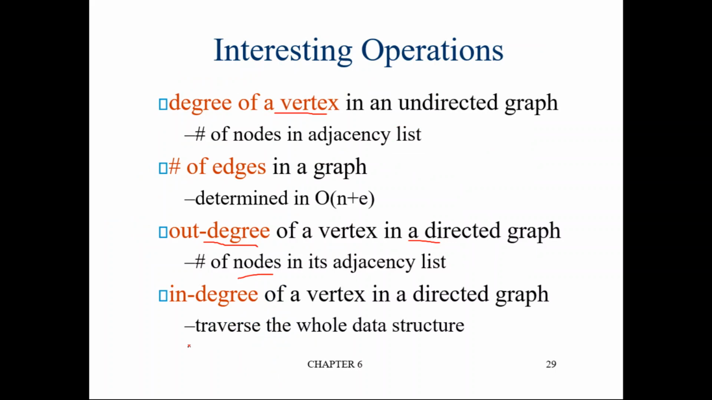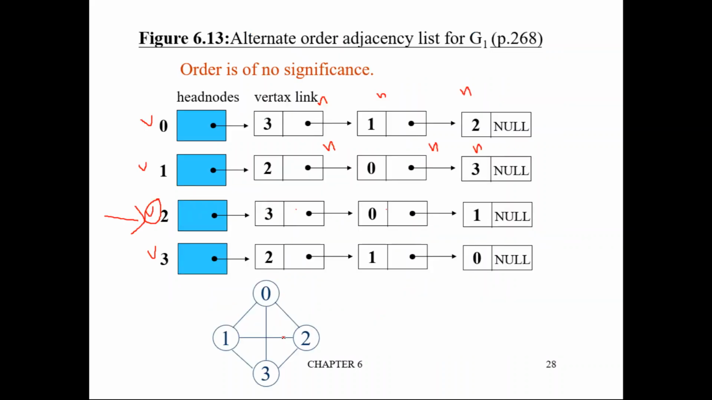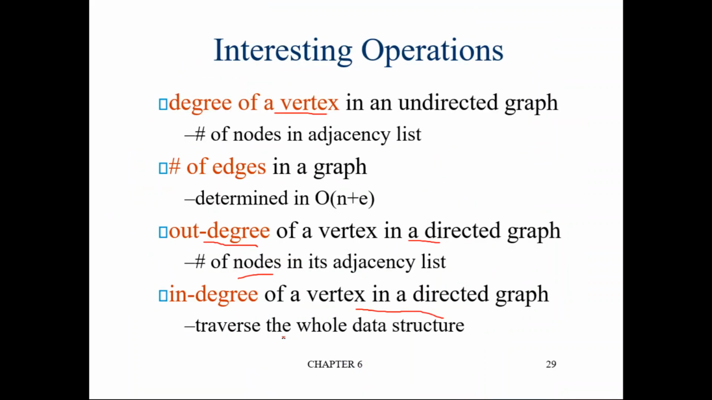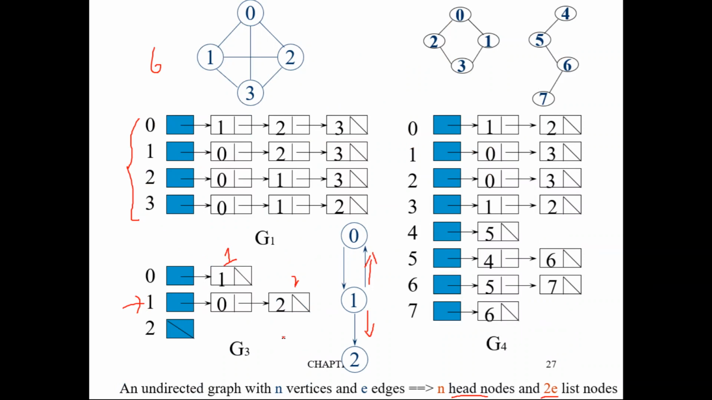Okay, fine. But how to find the in degree of a vertex in a directed graph? Actually, this is a little complex. To find the in degree of a vertex in a directed graph, you have to traverse the entire data structure. If you want to find the in degree of a vertex from an adjacency list, you have to go through the entire data structure. Then only can you find the in degree.